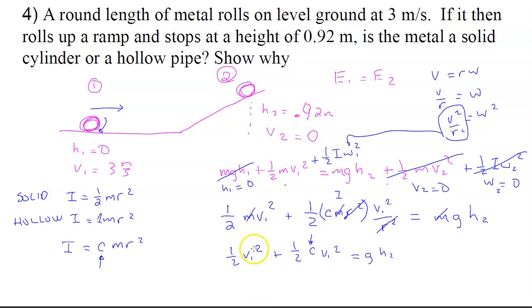I'm going to subtract this from both sides, and that'll leave me 1/2 cv1 squared equals gh minus 1/2 v1 squared. I need to multiply through by 2. So cv1 squared equals 2 gh minus 1/2 v1 squared. That'd be a great place to distribute that and get rid of that fraction there. But let's also divide by v1 squared. So that'll take this off of this side.